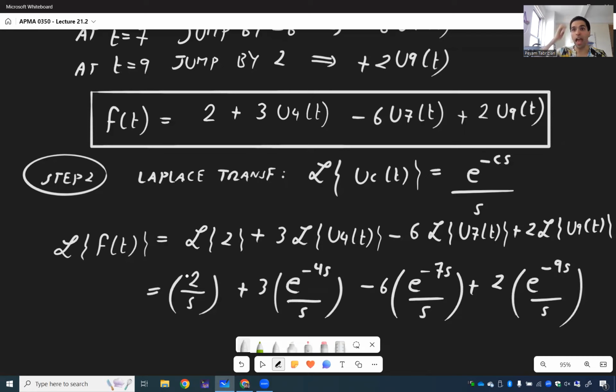So as you can see, any function that has jumps, you can describe it with the u_c's and you can take Laplace transforms of them.